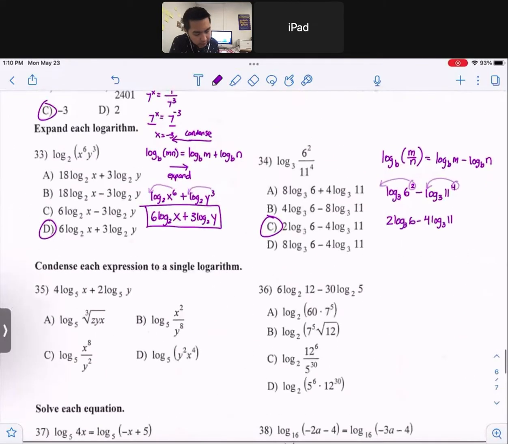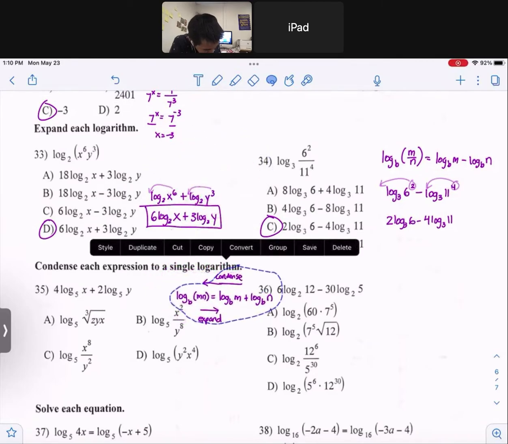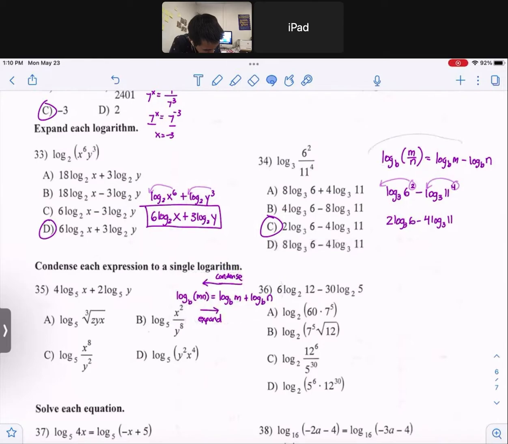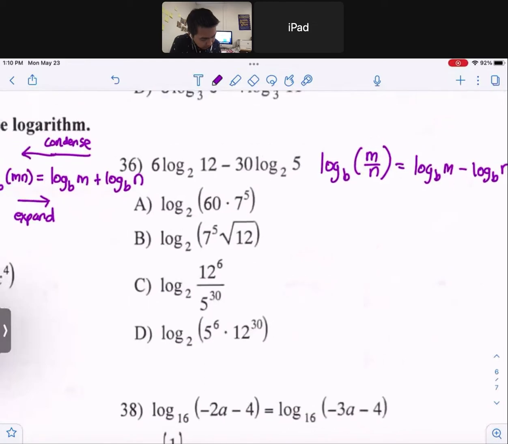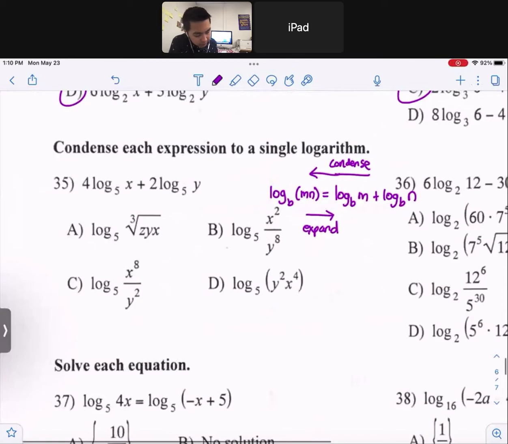So it's basically doing the reverse now. So let me bring this down so you all can see. There's that, and here is that. And again, left to right, that's when you expand it, getting multiple logs. When you go over here, you get one singular log. All right, so now we're condensing.